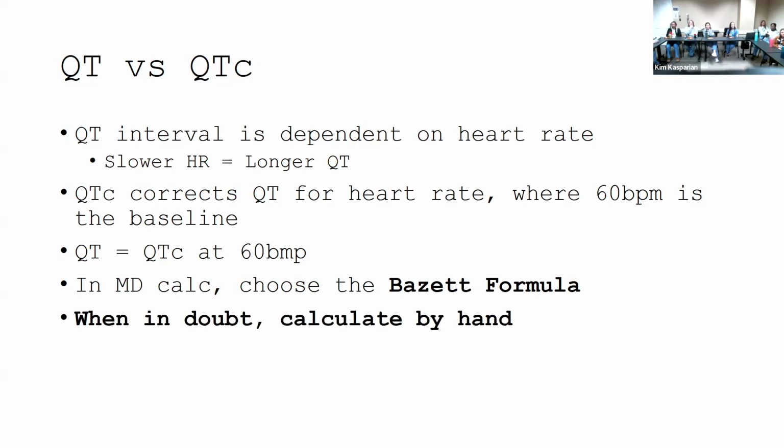When in doubt, calculate QTC by hand. It's very easy to do. You just measure the number of small boxes and plug it into the Bazett formula. But if it really matters, do not trust the EKG's measurement of your QT or QTC. They can be very off. And then we actually got an email about that recently, you may have seen, that our EKG machines, which we've known for years are bad at this, but we recently officially said that.